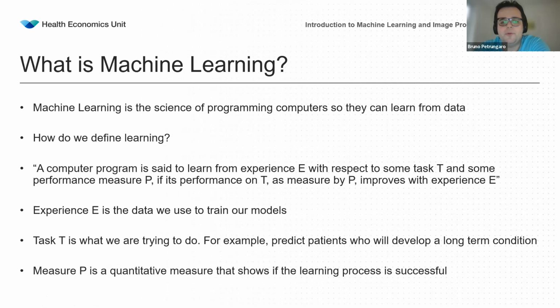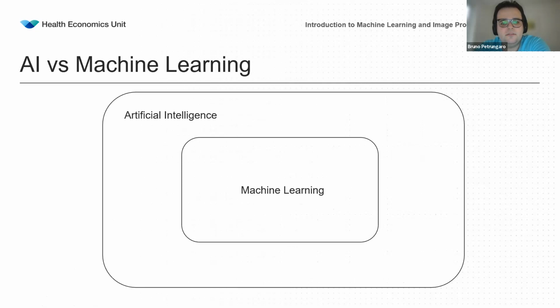This is a definition from a book from Tom Mitchell, which I quite like. Yes, that's what we're going to be doing today. So sometimes these two are used as equals, but in reality, artificial intelligence involves a bit more than just machine learning.